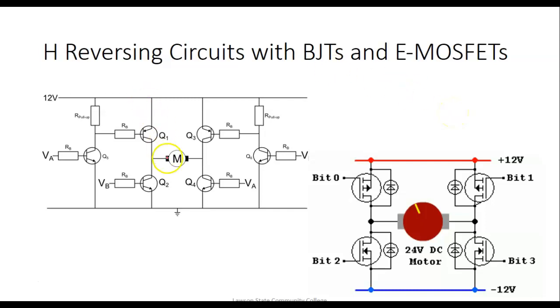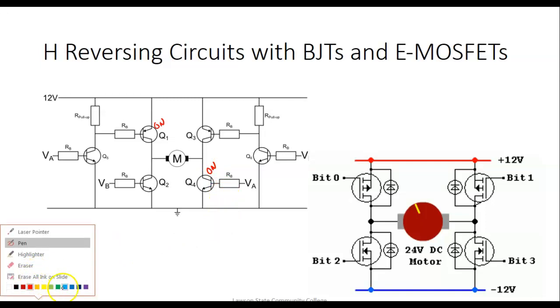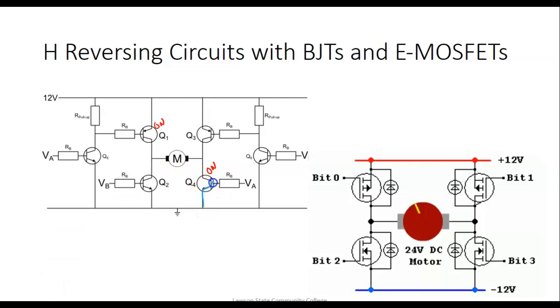So this H control here, if this one's on, this one's on, then of course current would be flowing up through the negative, which would be here, and it would go through the motor in this direction right there, and then up through here. And then we'll look at the diagram. Over here it would be the same thing.